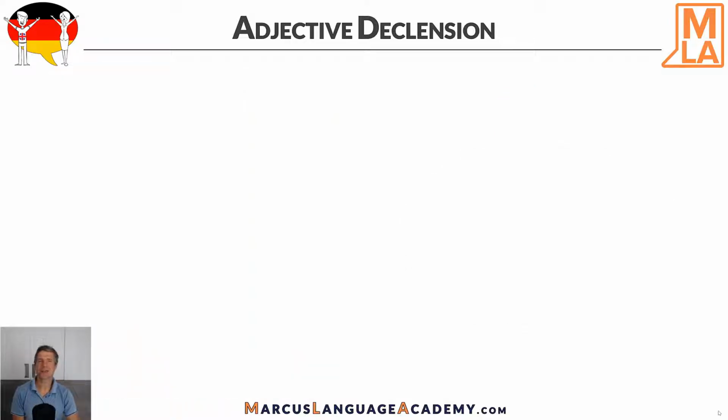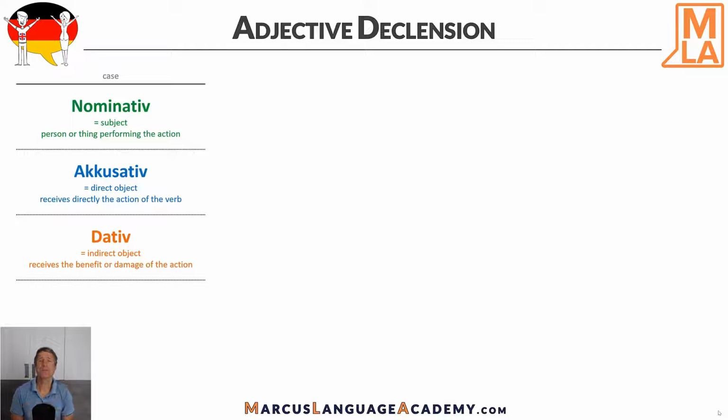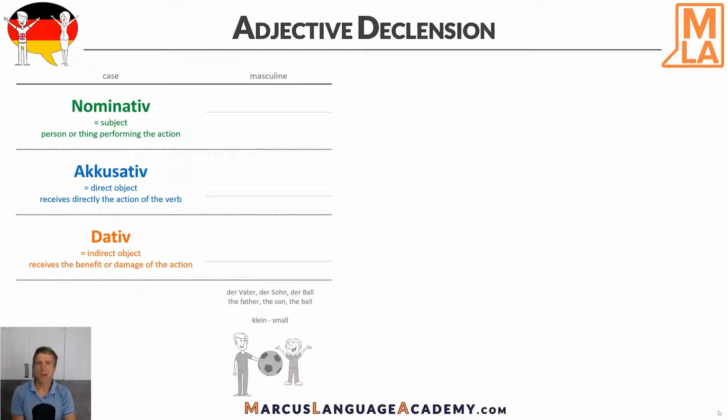So let's get started. First, please remember that in German we have cases like nominative, what is the subject in the sentence, accusative, what is the direct object, and dative, what means the indirect object. And as well in German we have different kinds of genders. So the masculine article is der.